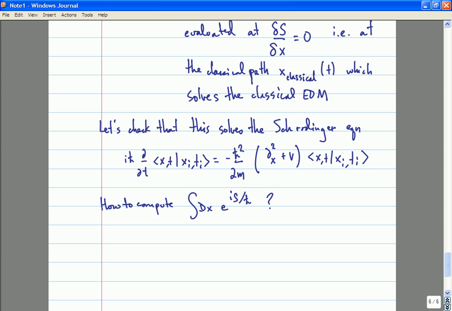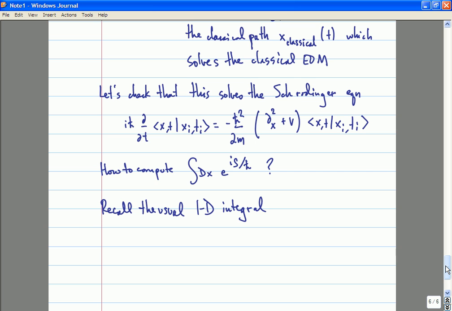So before trying to define this path integral, an infinite dimensional integral where I integrate over all paths, let's recall the definition of a one-dimensional integral. So how do you define a one-dimensional integral? The way that you define it is you imagine approximating the integral dx by a sum over some finite number of points times delta x.